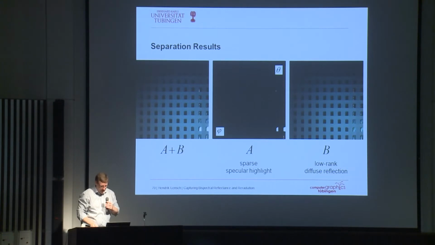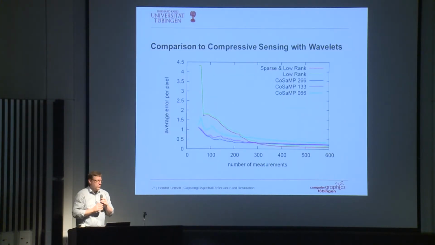Okay, so that's really what the outcome of that is. And if we compare our sparse plus low-rank scheme, which really explores the structure of this correlation between different components, we are actually much better than other compressive schemes, which, for example, use a wavelet representation for this reflectance.